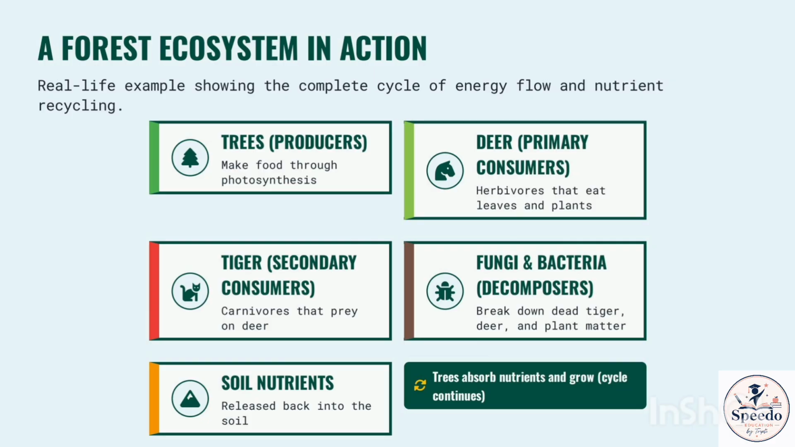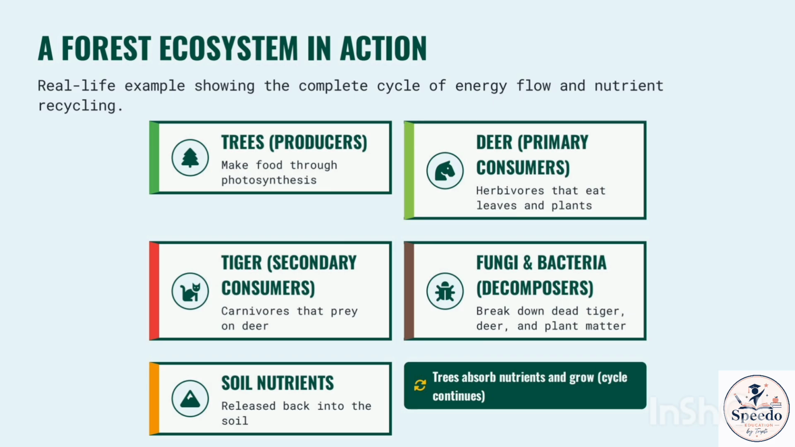When the tiger, deer, or trees die, fungi and bacteria begin breaking down their remains. These decomposers convert dead organic matter into simpler nutrients that mix with the soil. The trees absorb these nutrients through their roots and use them for growth. Once again, the deer eats the plants and the tiger eats the deer. In this way, the cycle continuously maintains the balance of the forest ecosystem. This example clearly shows that producers, consumers, and decomposers are all interconnected and depend on one another.